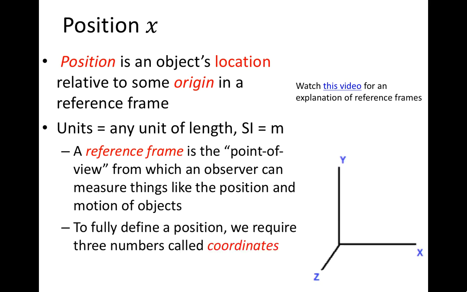To fully define the position of an object, it's required to report three numbers that we refer to as coordinates. But since we're only going to be discussing one-dimensional motion for the next several units, we only need a single number to describe the position of an object along a single axis.